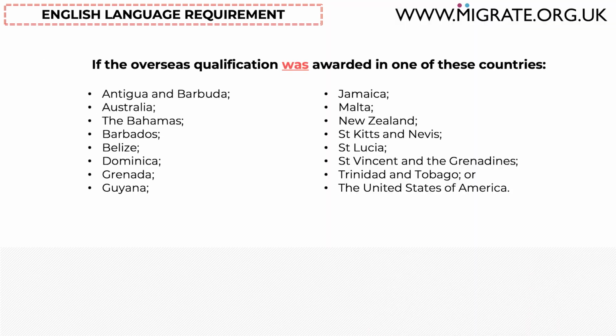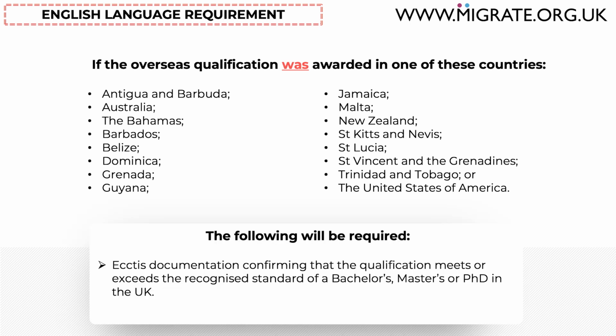If the qualification was awarded in one of the countries listed here, you will only need to obtain ECTIS documentation confirming that the qualification meets or exceeds the recognised standards of a bachelor's, master's or PhD in the UK. You will not need to obtain documentation from ECTIS that the qualification was taught or researched in English at or above the required level, because it would be assumed that this was the case.